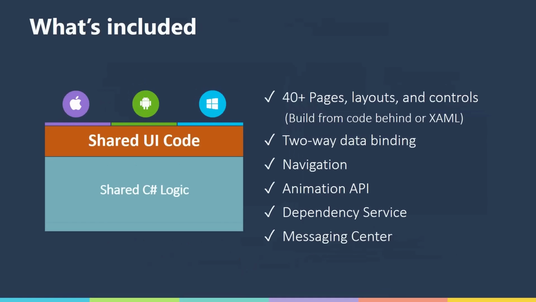So there's a lot packed in there out of the box before we even talk about the extensions with Syncfusion. So you get 40+ pages, layouts, controls, and you build all this in XAML, or you can do it in C# code behind. I prefer XAML because I love things like two-way data binding, being able to access navigation and animation APIs directly. And we kind of give you this full MVVM or model view model approach. So you get a dependency service and a messaging center to do pub/sub messages across the wire. So you get all this stuff built right into Xamarin.Forms. So it's a lot more than just this UI abstraction.